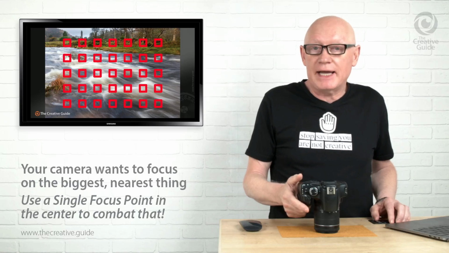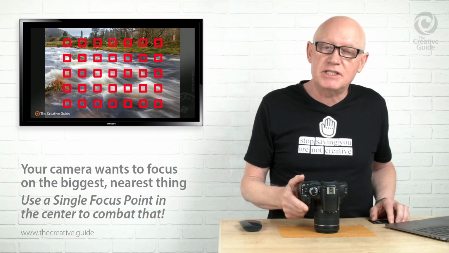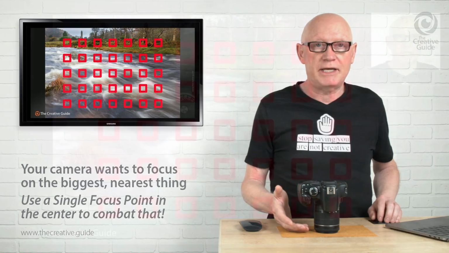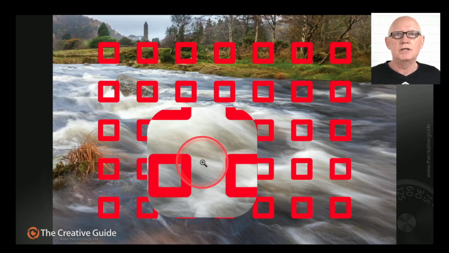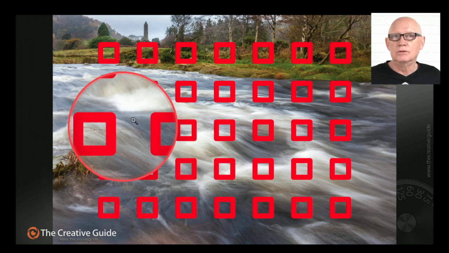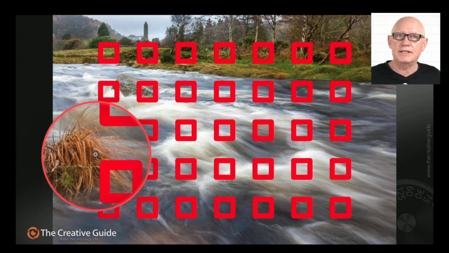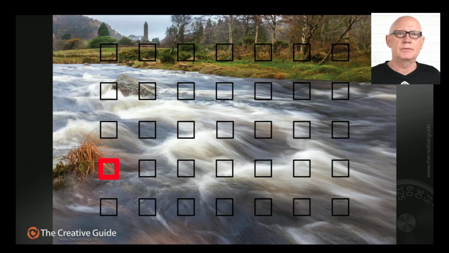Did you know your camera doesn't know what you want to focus on, but you can use specific focus points to help beat that? Let me show you what I mean. By default, all focus points are on the camera and it's trying to guess what we want, but it may not actually know, in fact it doesn't know, what it is that I want, which is I want to make sure that this grass here is in focus, and I'll explain why in a second.